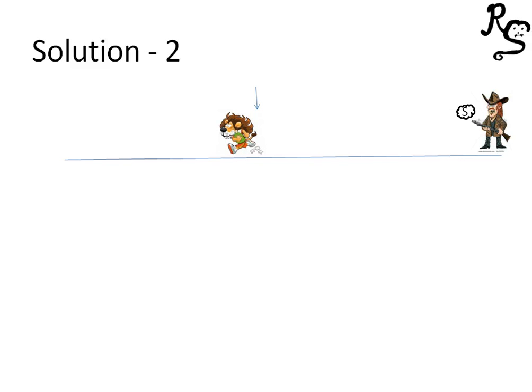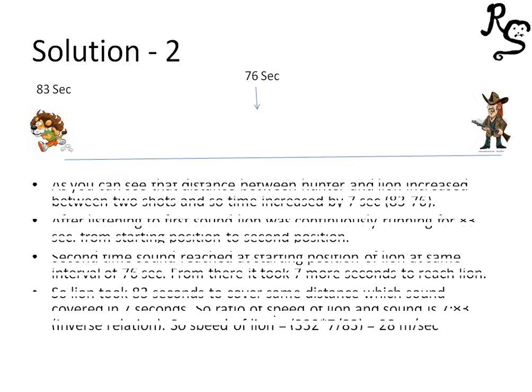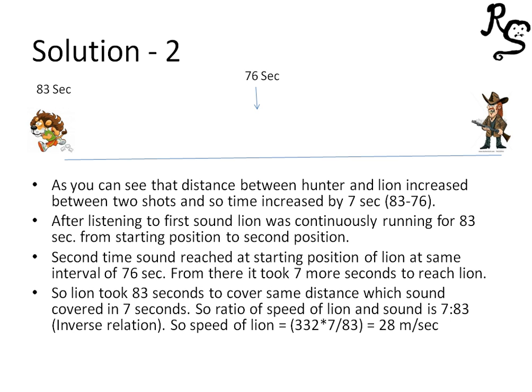Through the illustration, we can see that when the first sound is heard, after listening to it, the lion starts running, and it ran for 76 seconds. When the lion has run for 76 seconds, the second sound is produced at the same position. The lion continued to run, and at the end of 83 seconds, the second sound reached the lion. Now you are supposed to calculate the speed of the lion in comparison to the speed of sound.